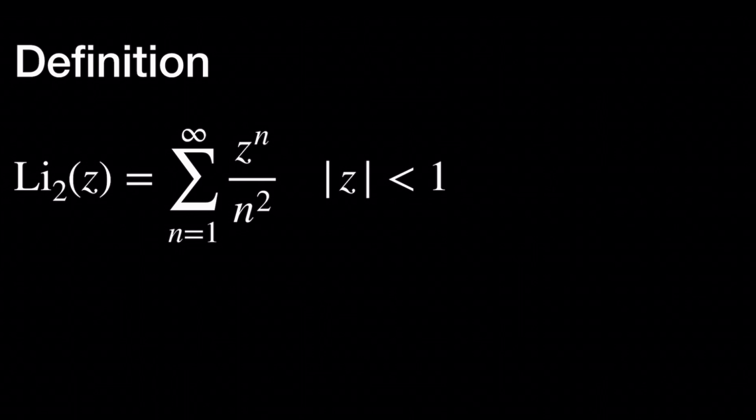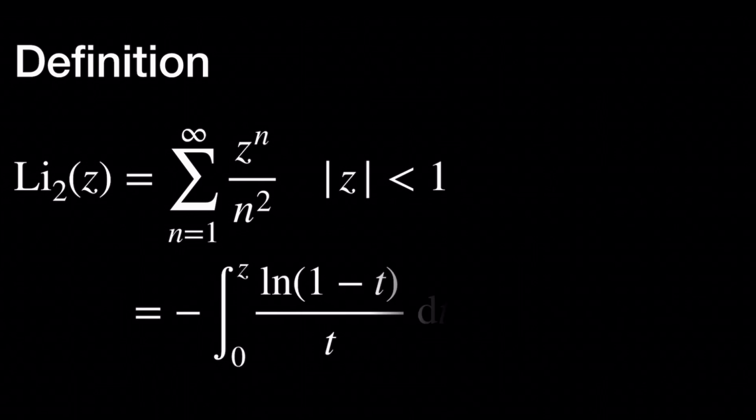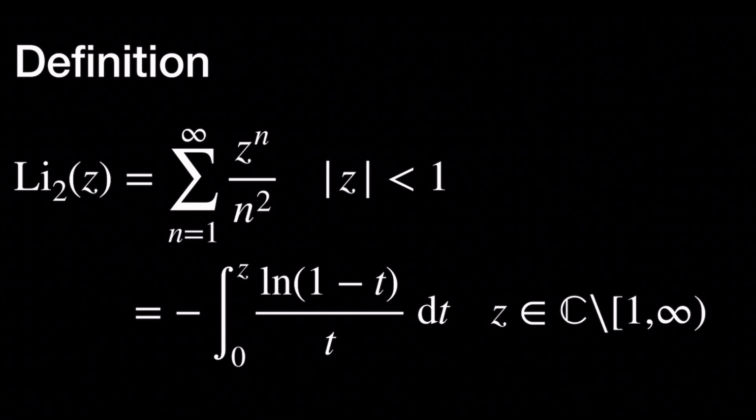Now, of course, this definition is restricted. We can actually define the dilogarithm on a much bigger domain by using the integral definition. So this is the analytic continuation of the dilogarithm. We can define it on the complex plane minus the interval 1 to infinity. And this is the definition we're going to be using.